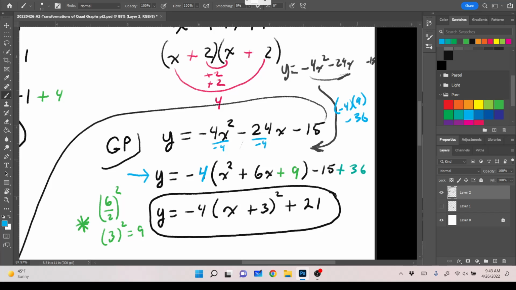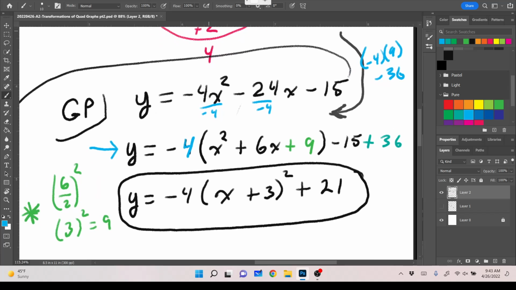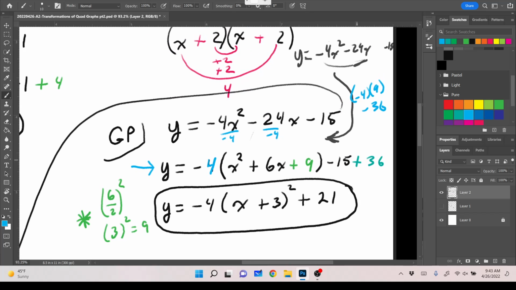Okay. This is not color. So then after you do that, the last step would be writing the answer down. So any questions on that part?